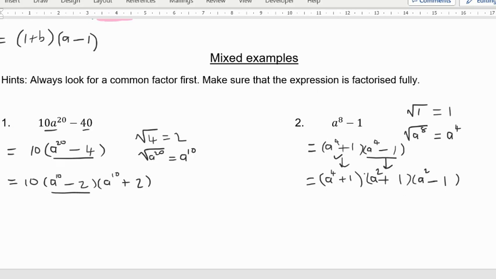Is it fully factorized now? Well, we know this one is done. So we can just carry that one over. The second one is done because there's a plus in between. Do you see this one? Dots again. Two sets of brackets because the square root of a squared is a. The square root of 1 is 1. 1 plus, 1 minus, and thank goodness we are finally done.